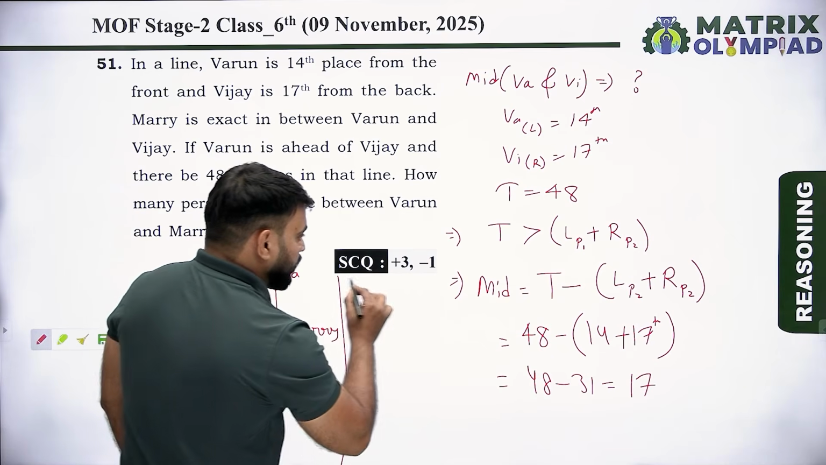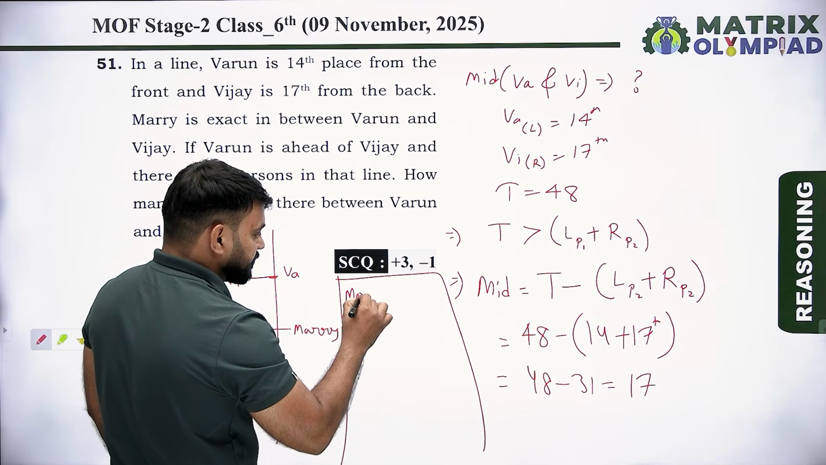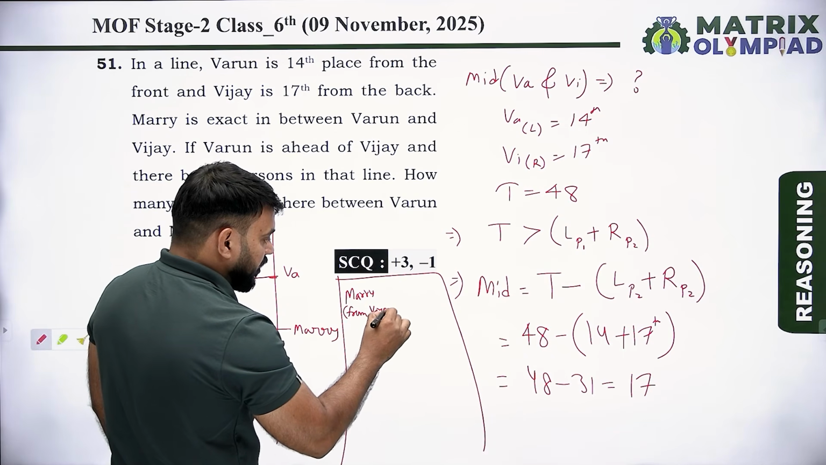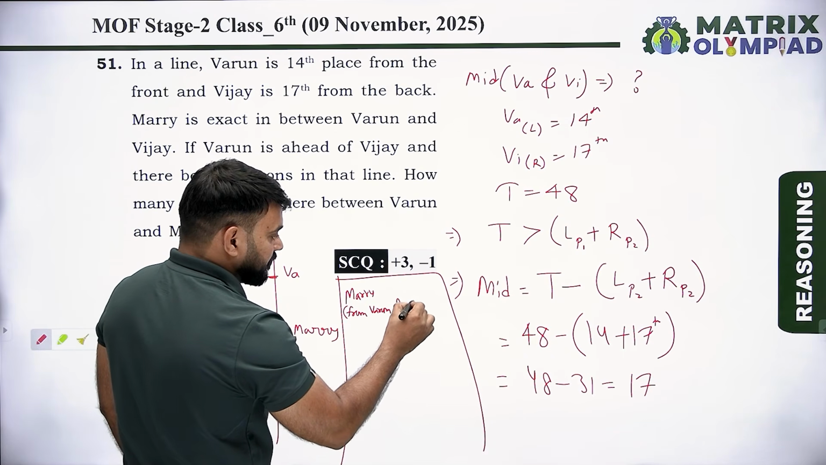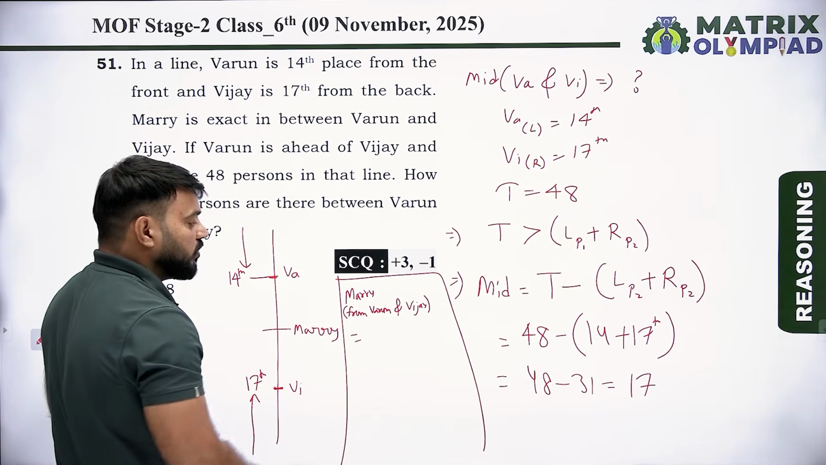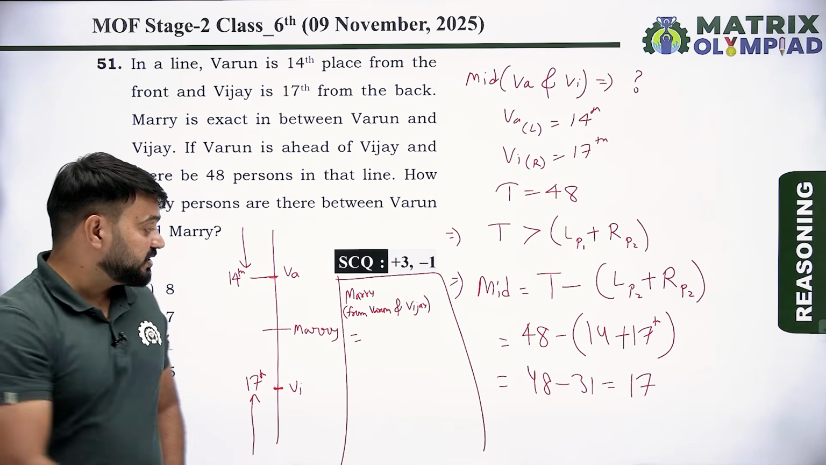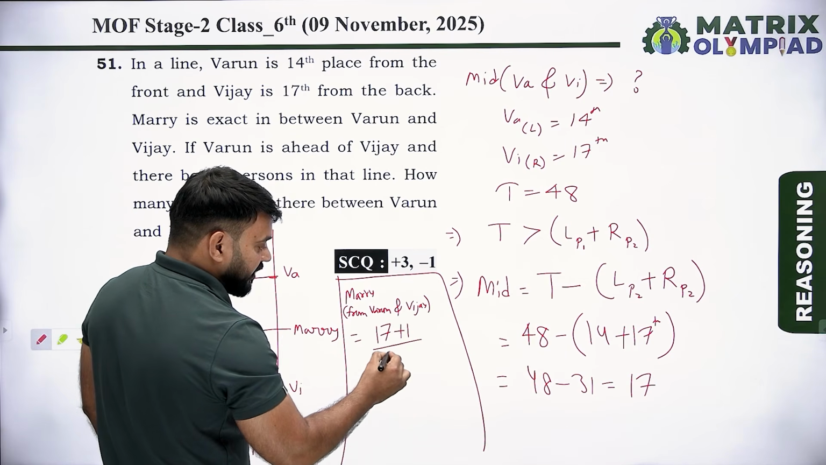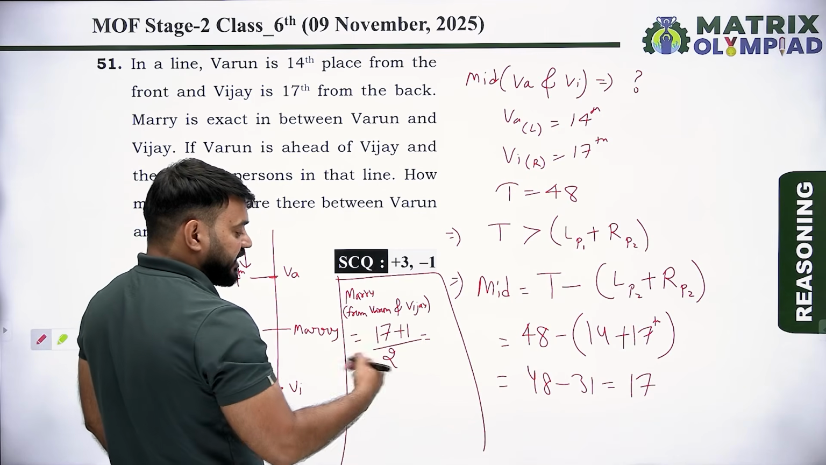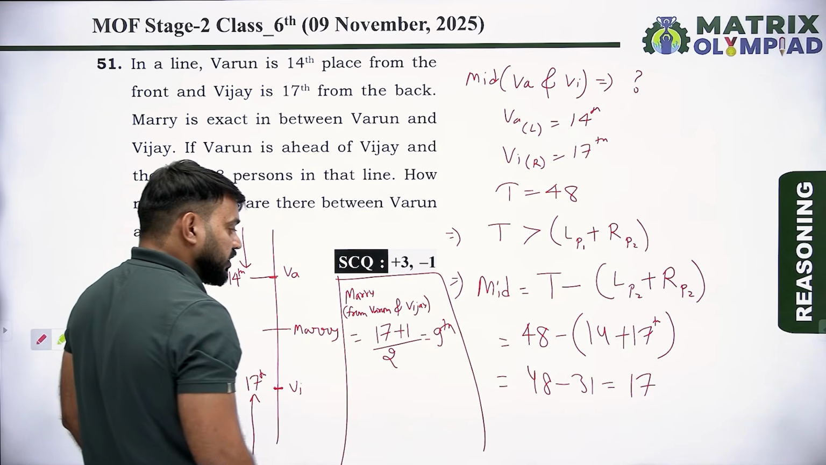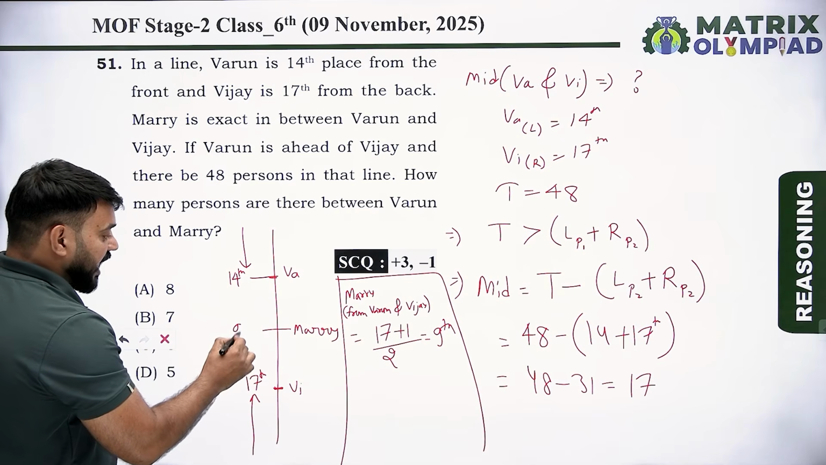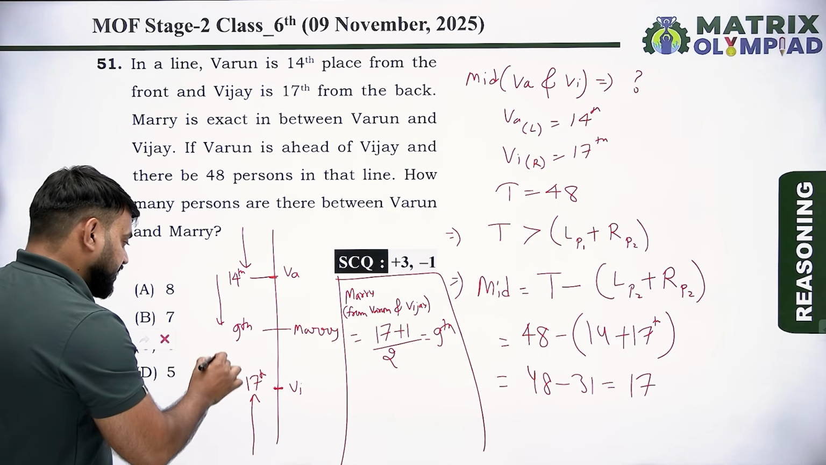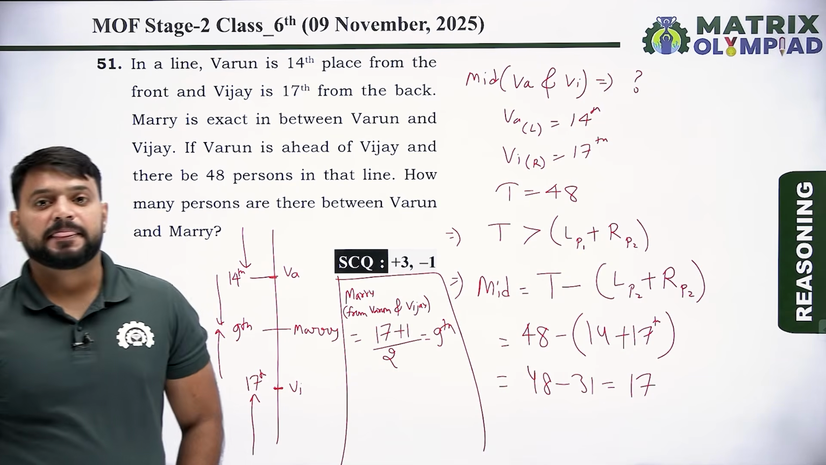So find the position of Mary from the Varun or Vijay. So position of Mary from the Varun or Vijay is equal to mid persons 17 plus 1 divided by 2. 17 plus 1 means 18 divided by 2 means 9. So position of Mary is 9th from the Varun and position of Mary is 9th from the Vijay.